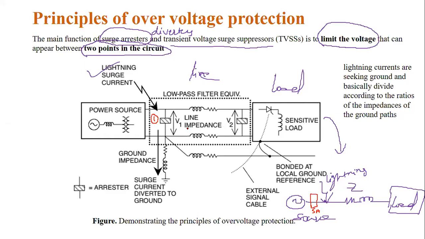Now see this connection. When we are using this surge arrestor or surge diverter in the substation, it is connected to the ground. Now see this ground. Connected from the line to the ground. This is the line to the ground. This is the ground.